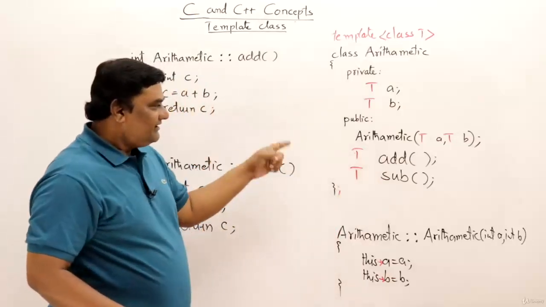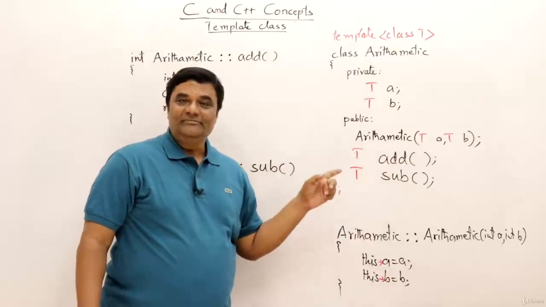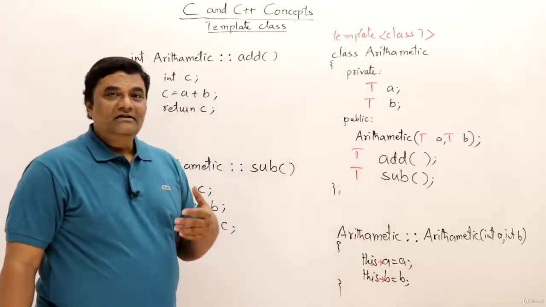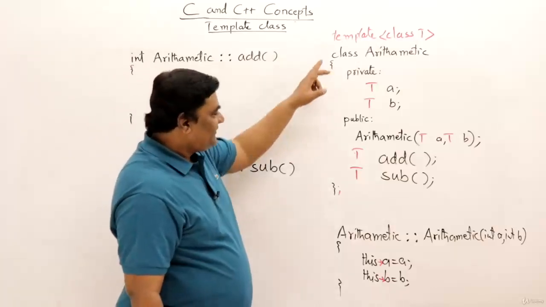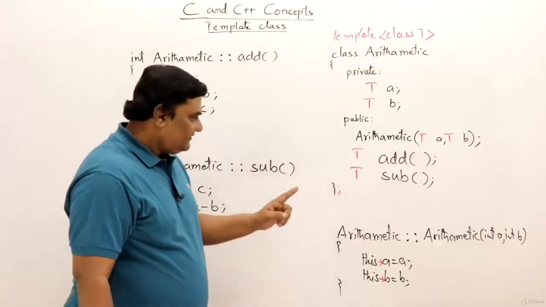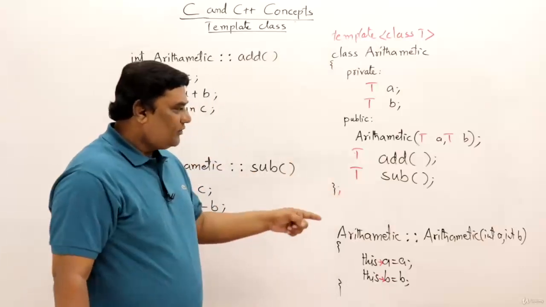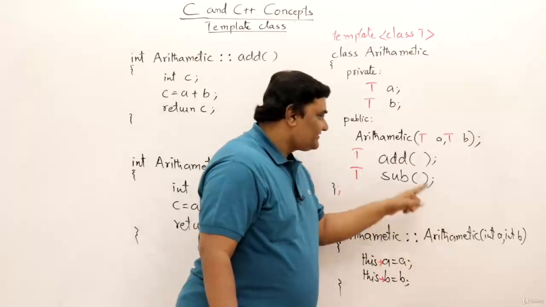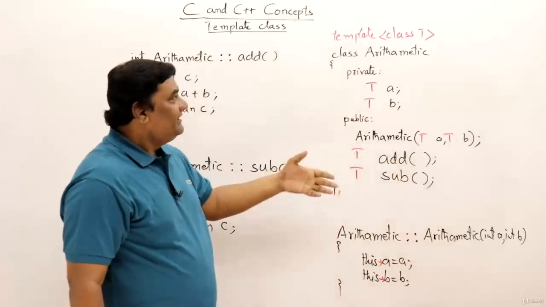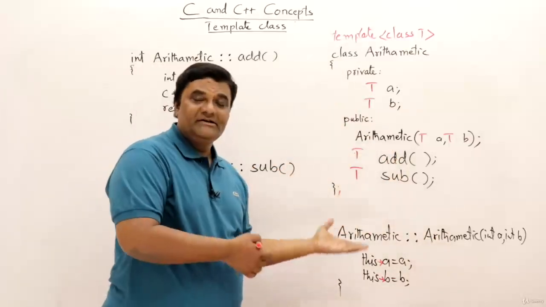So I have made all changes that are required for making it as a template. Now next, the effect of template ends here. Now this is the body of a function. What about this? This is a constructor belonging to this class. So class is a template, so function also becomes template.